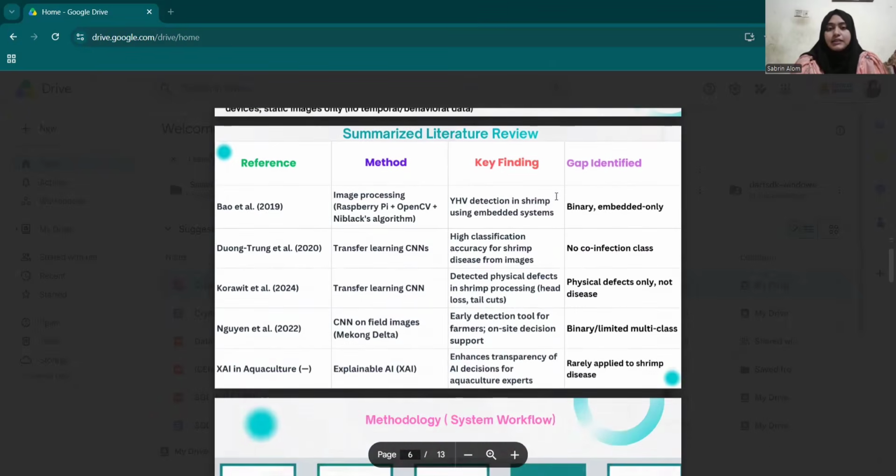Our next slide is the summarized literature review. Let me quickly walk you through what other research has done before and what they missed. Look at this table. Here, Bio et al. 2019 used Raspberry Pi, OpenCV plus Niblack algorithm, and they used a camera to detect one specific device. YOLO had a virus, but it was binary only and only worked on that one embedded design. Here is the research gap: binary and embedded only.